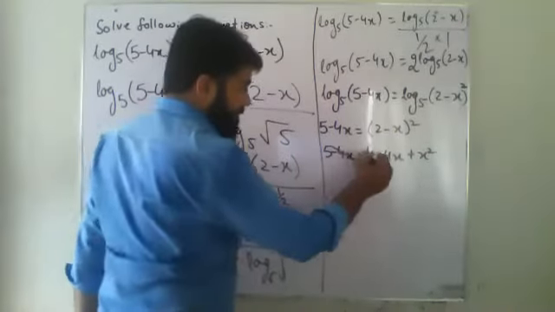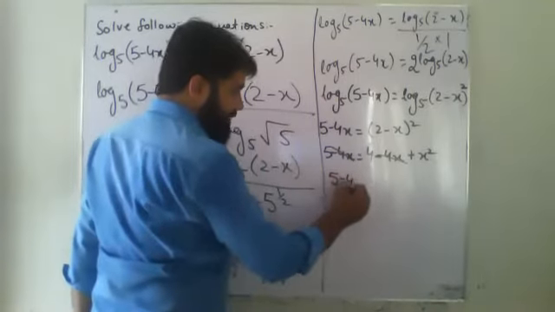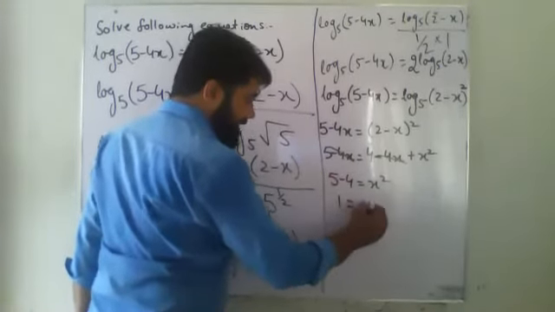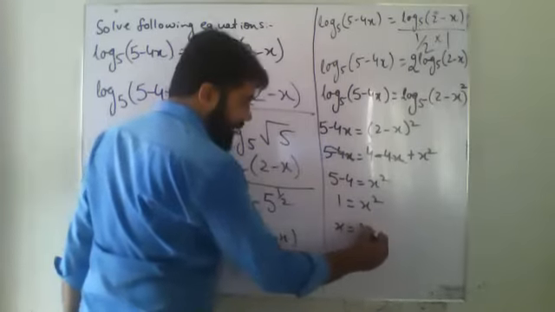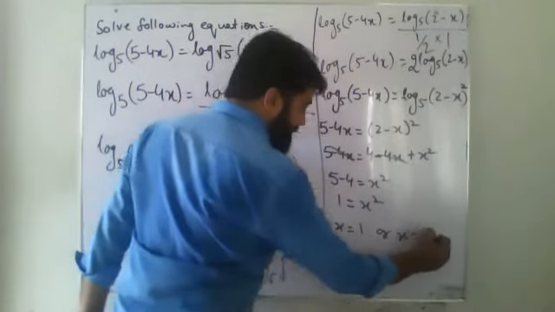Minus 4x will be cancelled. 5 minus 4 equals x squared. x squared equals 1. x equals either 1 or x equals minus 1.